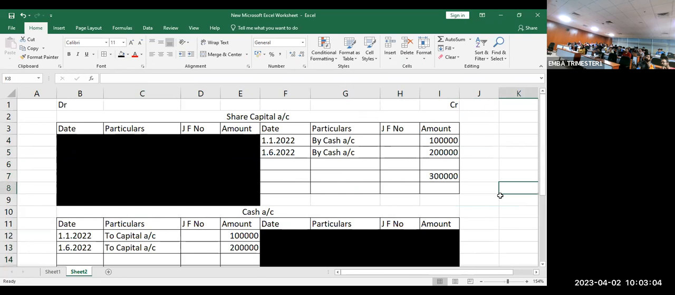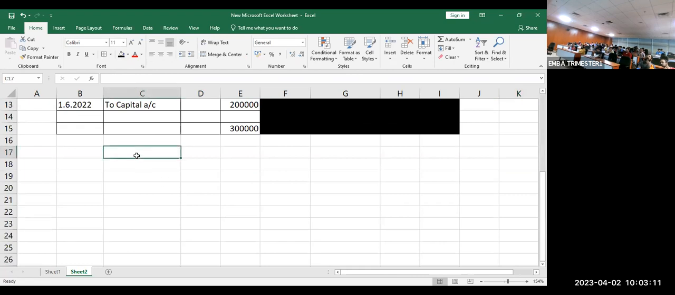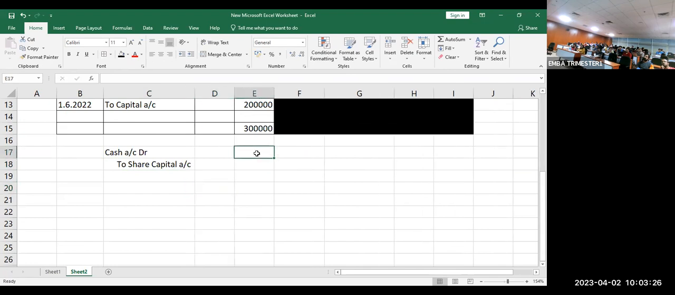Business started by cash on 1st January 2022. What is the entry? Cash account debit to share capital account. In this case, it is a company, so share capital account. The company has given an IPO for rupees 1 lakh. The public has invested 1 lakh rupees in your company.